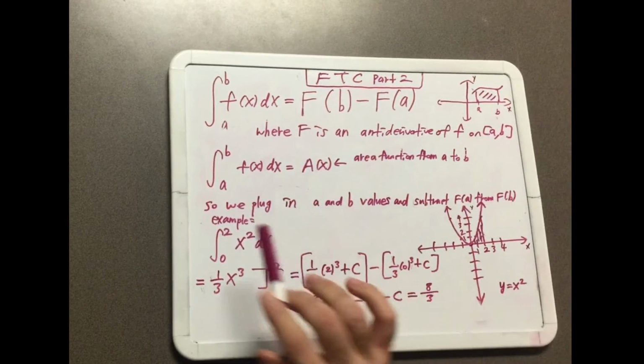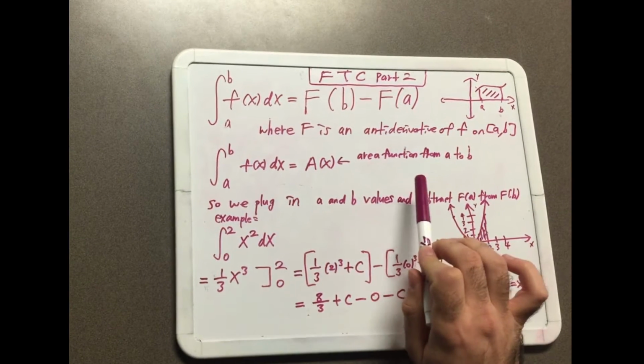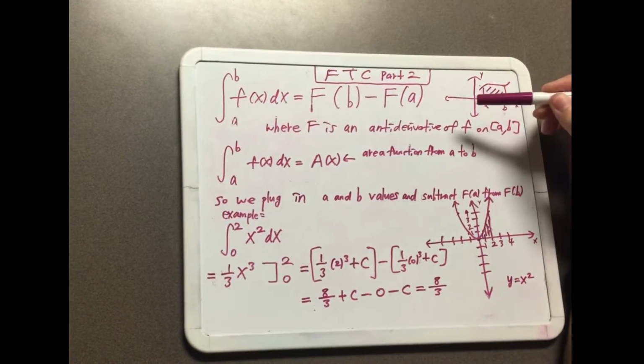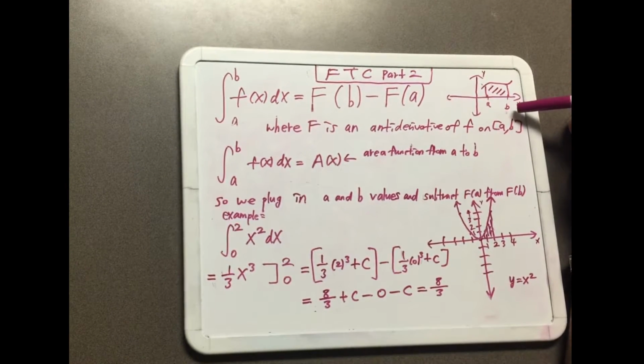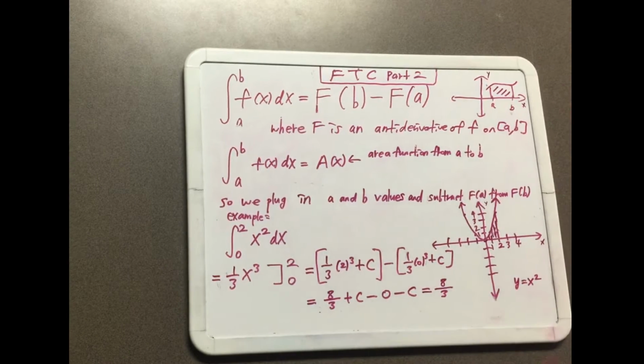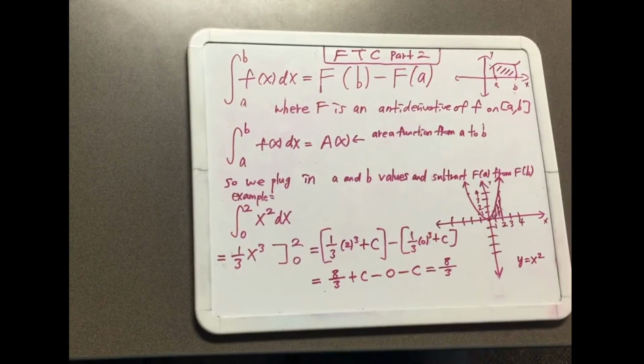And also, the integral from a to b of f of x dx equals the area function from a to b. And this graph represents this proof where we have the values a and b, and we're trying to find the area between them. And now we're going to have Robert present an example for FTC part 2.